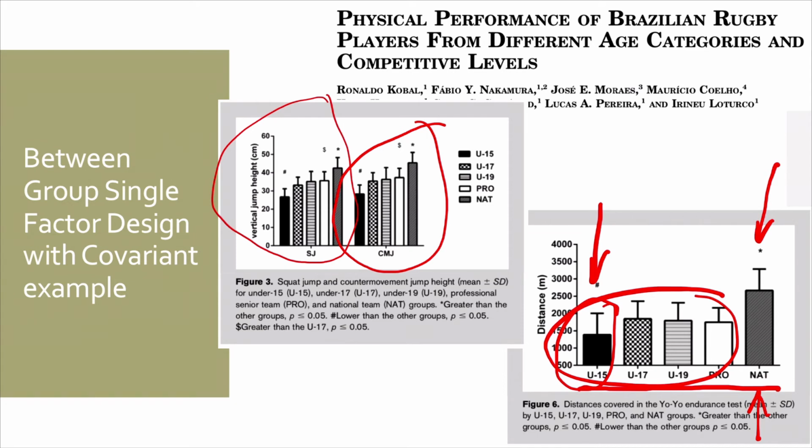They found very similar findings in the other tests as well. They found that for the squat jump and the countermovement jump, we primarily saw that the national level players were very different from everybody else, so they seemed to be very elite, and the under 15 players were very different from the other groups as well, probably because of physical maturation, maybe not as much training time, not as much experience playing the sport, and so on. So anyway, this is an example of a between group single factor design, but where they controlled for a variable. In this case, they controlled for body weight.